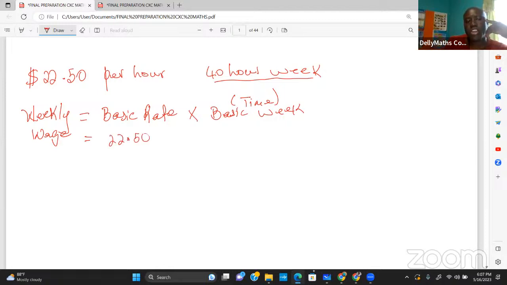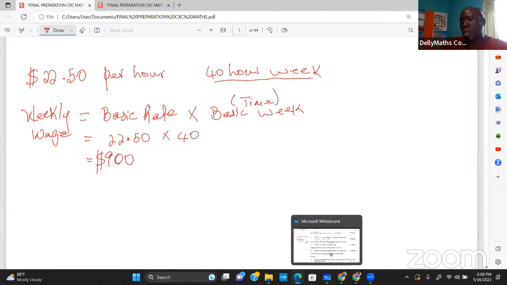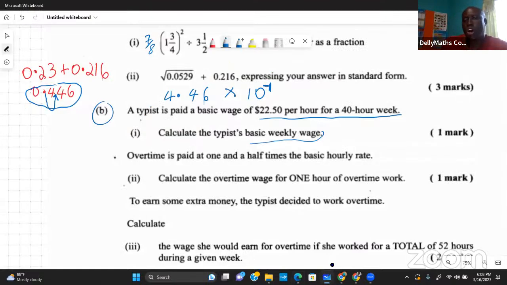So we're talking about $22.50. You want to multiply that by 40. You're making $22.50 per hour and you work for 40 hours. So it's very straightforward. You're making about $900 there. So the typist is making $900 weekly, right? So on a weekly basis, $900. These types of questions come at number 1, very straightforward in terms of what you have to do, all right? Now, so we found out that we're making $900 there.